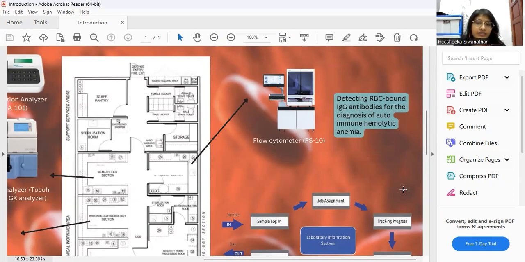The last section in the clinical area will be the flow cytometer room. In flow cytometry, microscopic particles are optically analyzed as they flow through the detection channels of the instrument. The instrument called PS10 uses flow cytometry technology in its hematology to detect RBC-bound IgG antibodies for the diagnosis of autoimmune hemolytic anemia. This instrument has a capacity to run 48 tubes per hour.